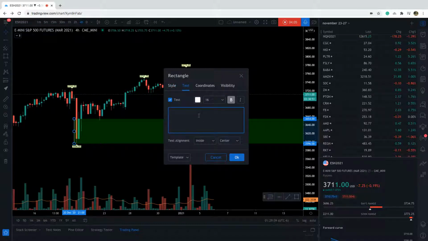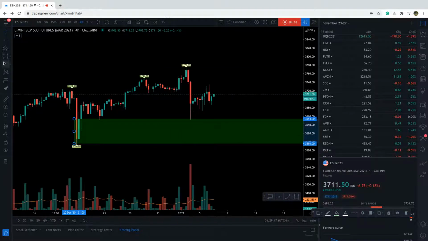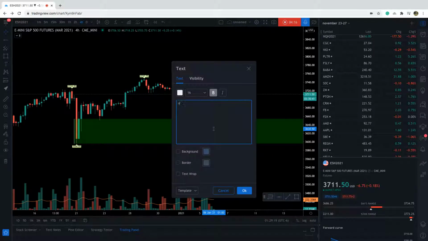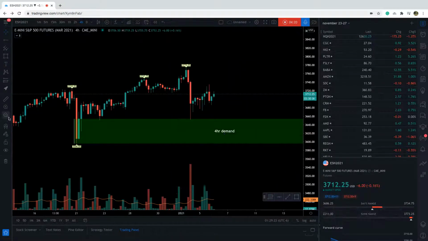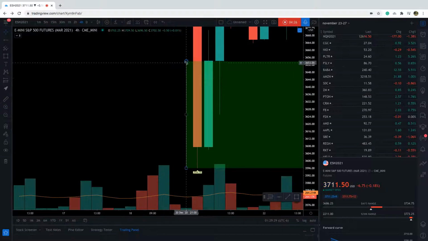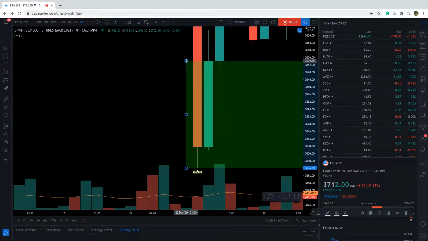You can go in and add text, and you can make this a 4-hour demand zone. Personally, I don't like to do that because it places it kind of weird. I just go in and add text, and I will write 4-hour demand. And if you want to make your zones precise, go ahead and press the zoom button. Go over here. You can get it right at the top of the body and right at the bottom of the wick. And of course, mark your price levels.